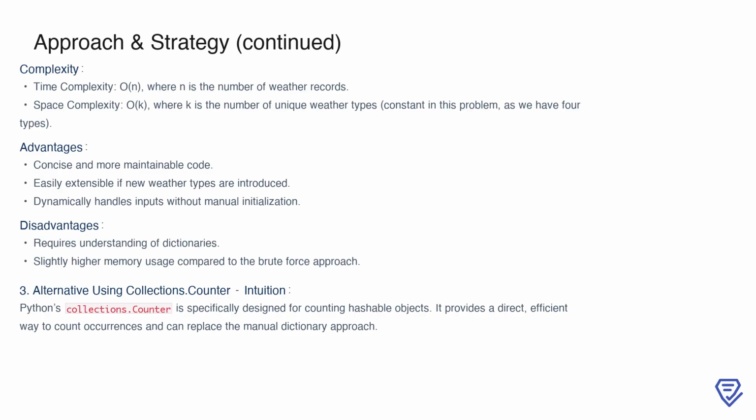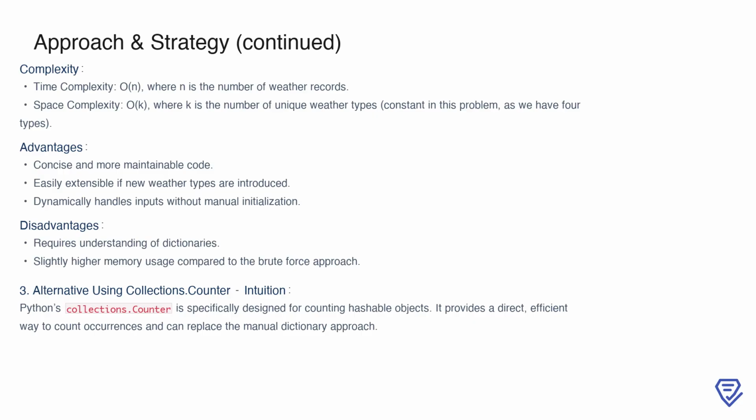The dictionary approach offers several advantages, such as being more concise and maintainable. It is also easily extensible if new weather types are introduced, as no manual initialization is required. Additionally, it dynamically handles inputs without needing to hardcode specific weather types. On the downside, this method does require some understanding of how dictionaries work and uses slightly more memory than the brute force approach. Still, for most use cases, this trade-off is negligible given the scalability and clarity it provides.